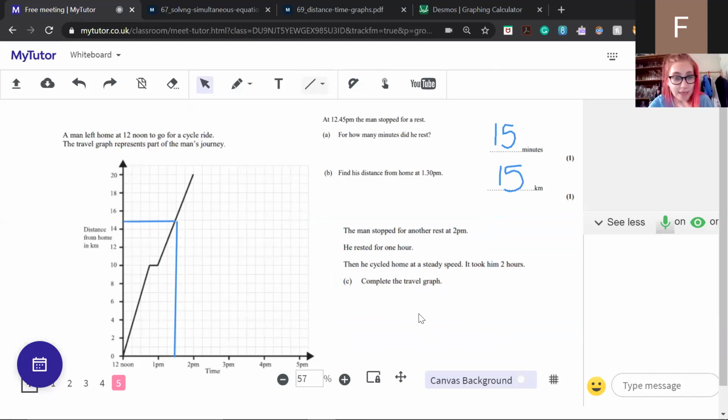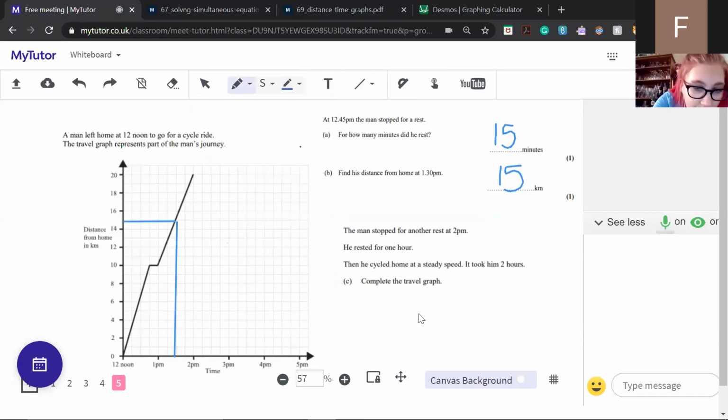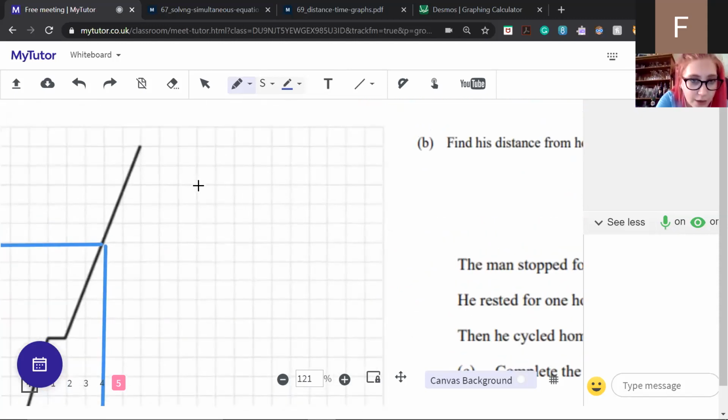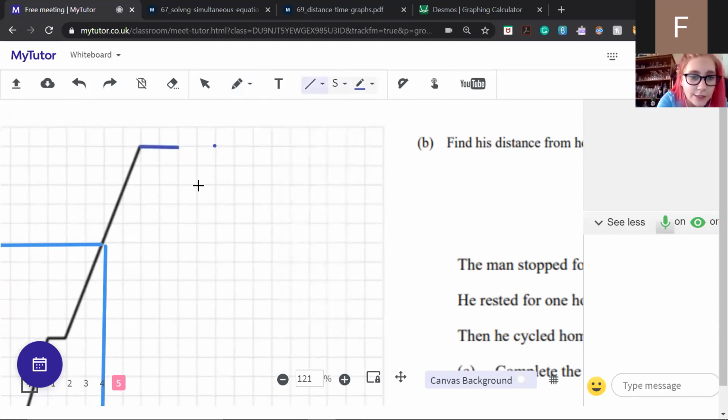So we're going to do it step by step. So he stopped for a rest at 2 p.m. Good, that's where we're up to. And he rested for 1 hour. So it's 2 p.m. So he rested until 3 p.m. So let's see where 3 p.m. is. It's here. I might have to zoom in to draw this one neatly. So 3 p.m. is here, because we can tell that's 1, 2, 3, 4 blocks of 15 minutes away. And he rested, so he wasn't going anywhere. So his distance stayed constant. He stayed 20 kilometers away because he rested.